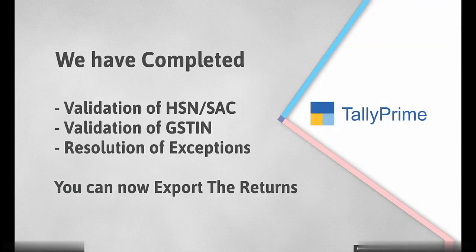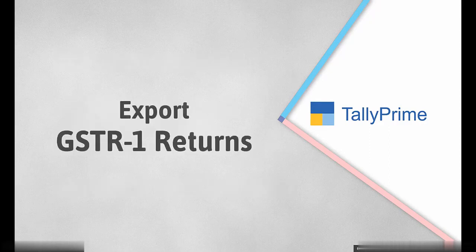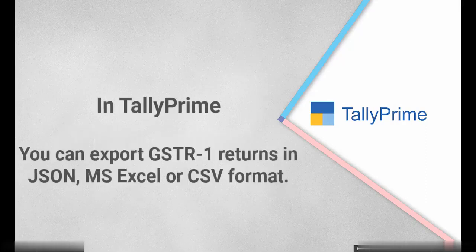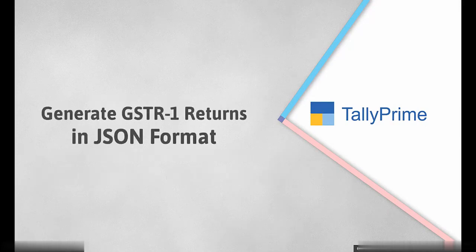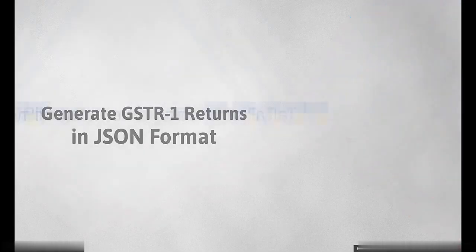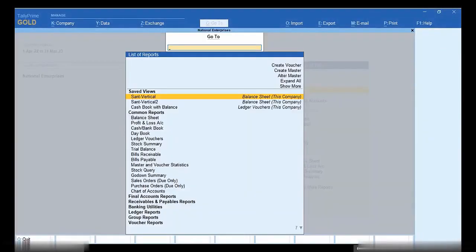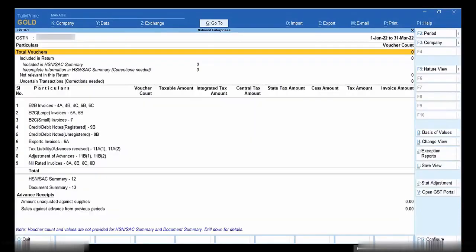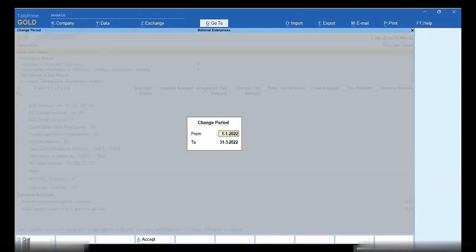Now that validation of HSN SAC and GSTIN and resolution of all exceptions is done, the return details are complete. You can export the final returns. Export GSTR 1 returns. You can export GSTR 1 returns in JSON, MS Excel or CSV format based on your business need. Generate GSTR 1 returns in the JSON format. Press Alt-G, type GSTR 1, select and press Enter. Press F2, enter the period for which returns need to be filed.